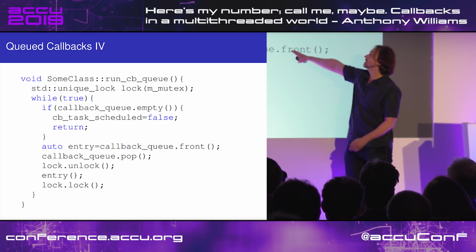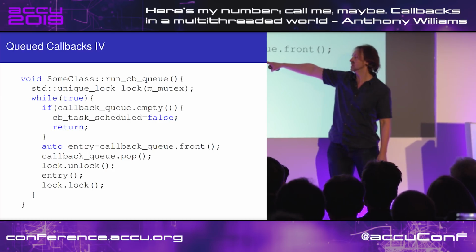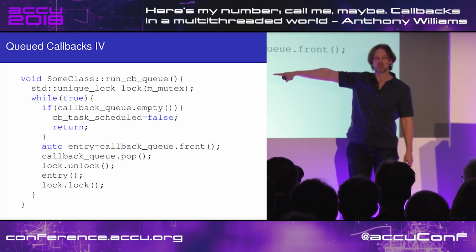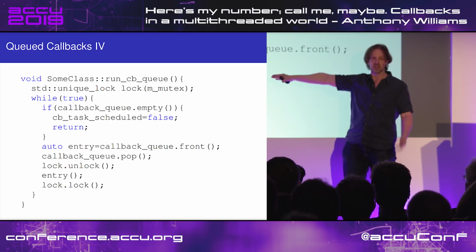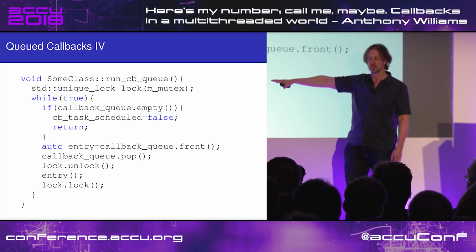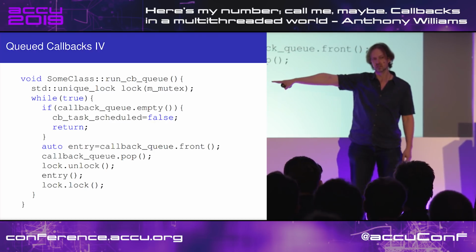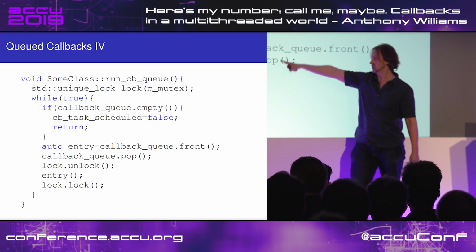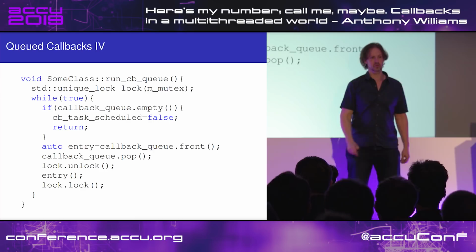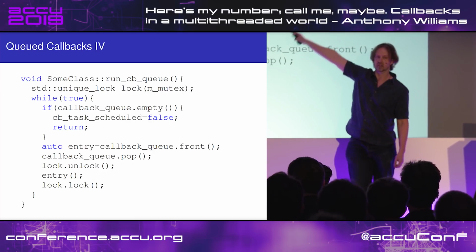So we get our first callback from the queue, remove it. We unlock the mutex so that we're not running the callback whilst we're holding a mutex. Then we call our specific callback, this specific entry that we got off the queue, and then we can lock the mutex again, ready for the next check round in the loop.